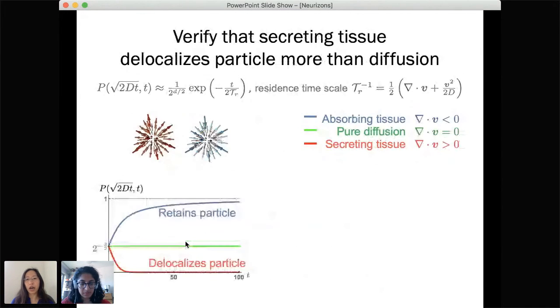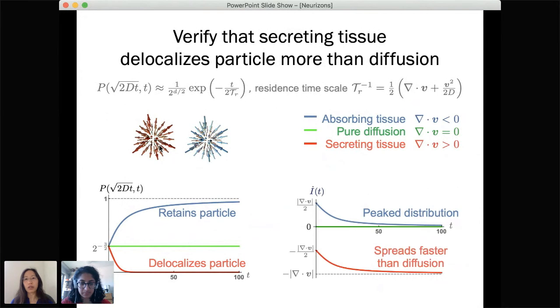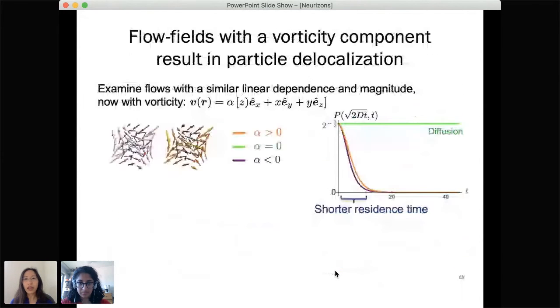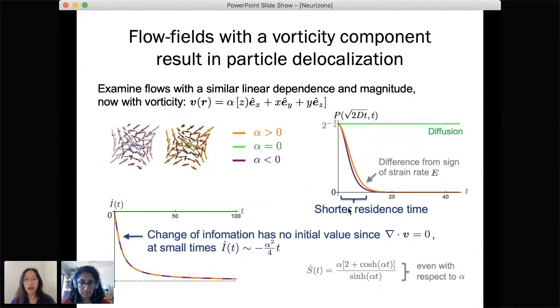And we can see that, as we expect, our predictions suggest that these absorbing flows retain the particle, and these secreting flows delocalize the particle. And we can see this in the information that we calculate, that these absorbing tissues have much more information than these secreting tissues. And then we can also look at flows that have some kind of rotation, some kind of vorticity as well. We can see that it has a shorter residence time and a different change of information. I know I'm going a bit quickly here, but I just wanted to show you some of these things. I know it's a little difficult to go through all the math now, and we can definitely discuss more over questions in a couple of minutes.